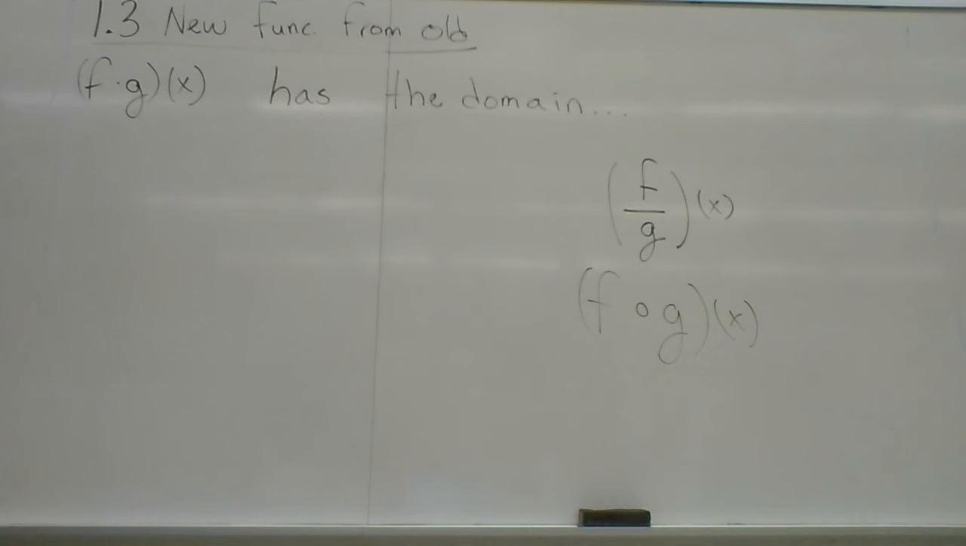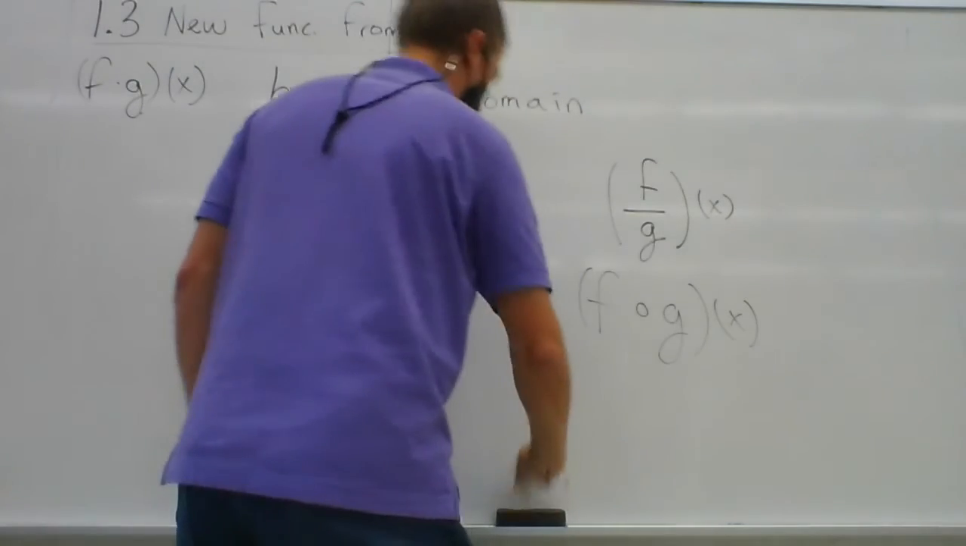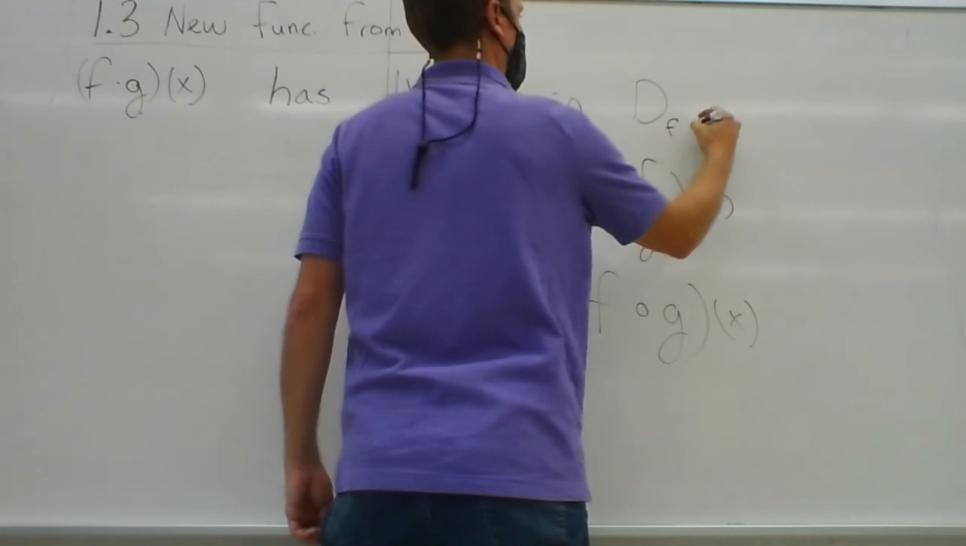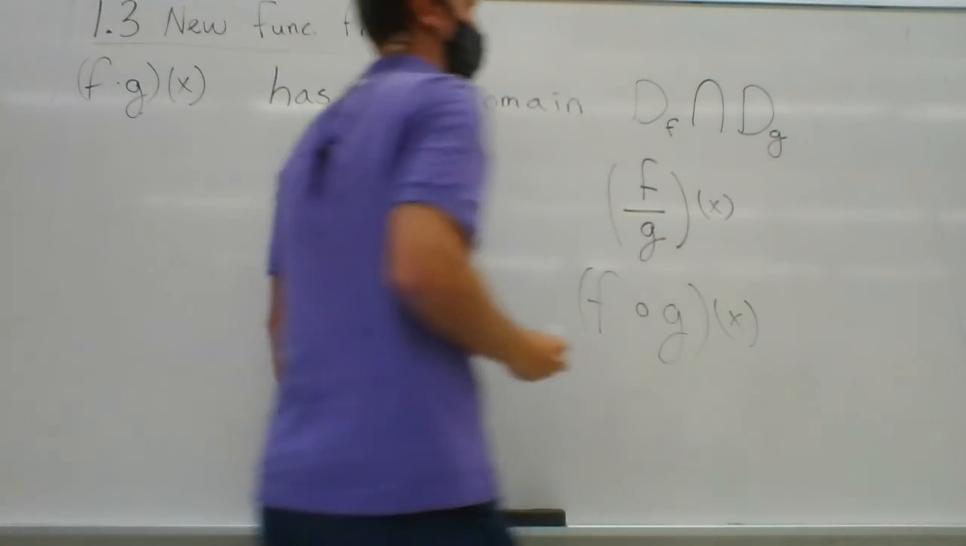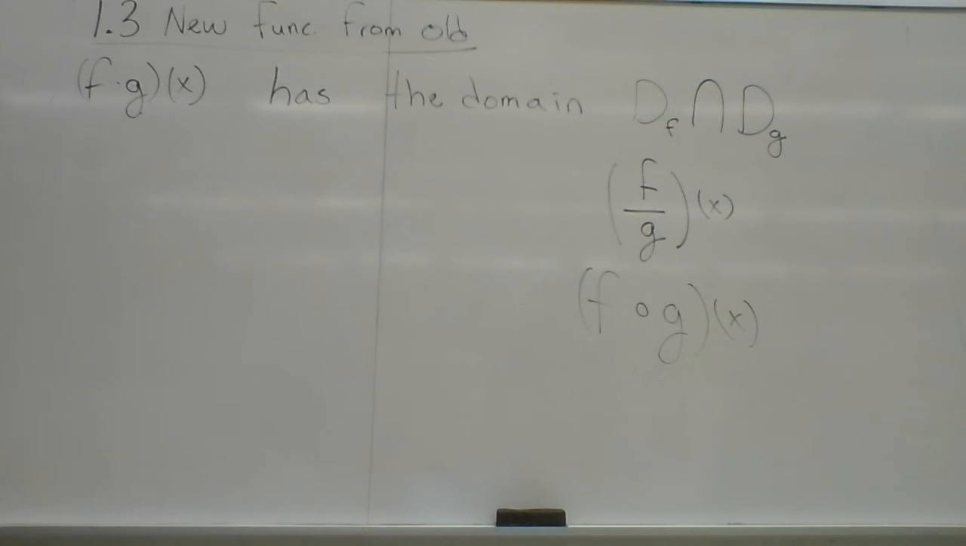Well, f times g has now two functions that it began as. So the numbers that we can plug into this one, we have to be able to plug into each individual function. If I pick some number and I can plug it into f, that's okay, but I cannot plug it into g, that number is not in the domain of the product. Is that clear? Okay, so we need numbers that come from the domain of f and the domain of g. Intersection, where those two domains overlap.